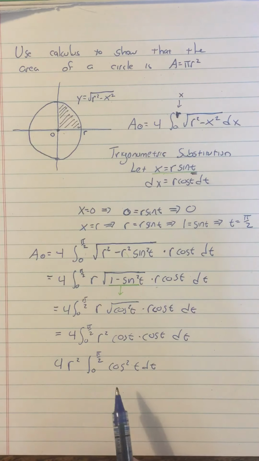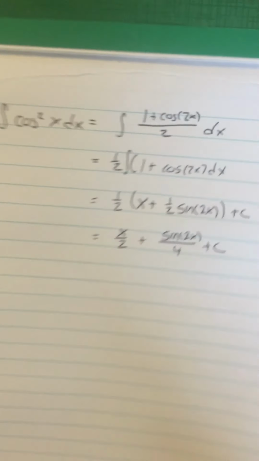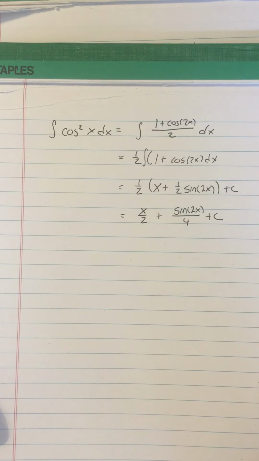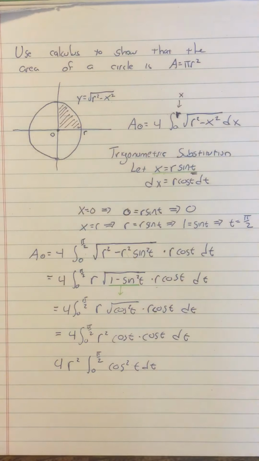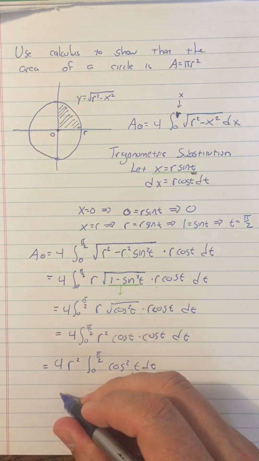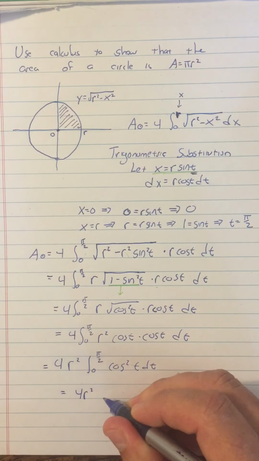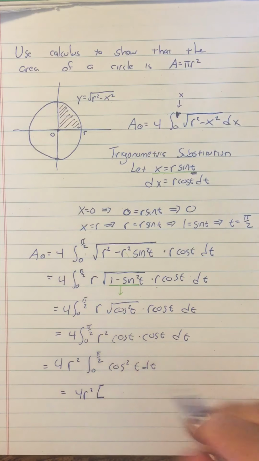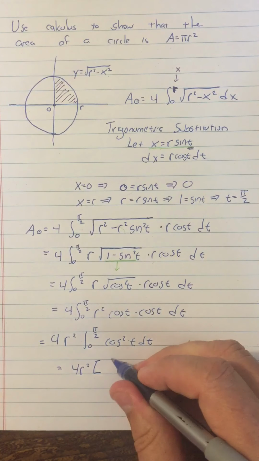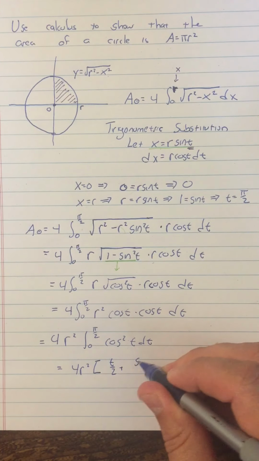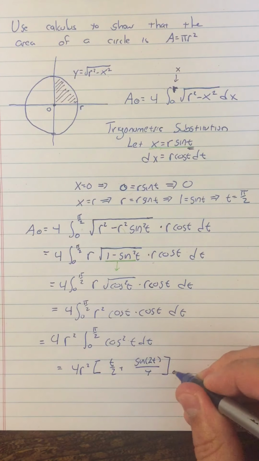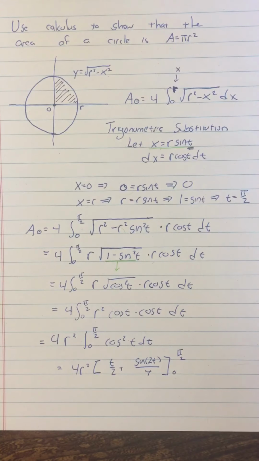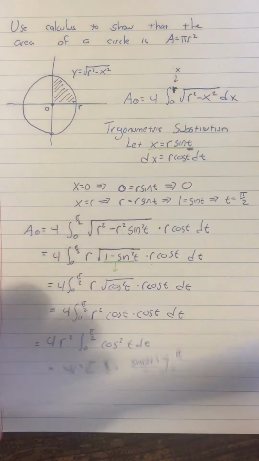Well, not immediately. How do I know the integral of cosine squared? Well, remember when we did this last time? This is why we did it. We know what the integral of cosine squared is. So we can say that this area equals 4r squared times the evaluation of t over 2 plus sine of 2t over 4, and we're evaluating that from 0 to pi over 2. All right, so let me just copy that onto our next page. I'll continue and finish this up.